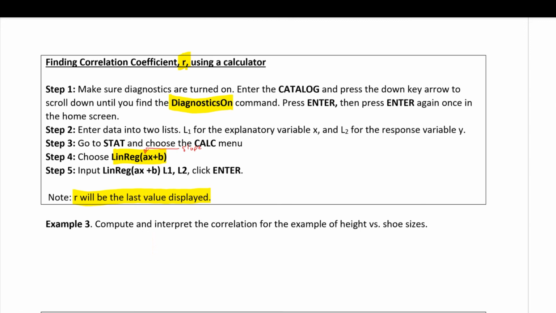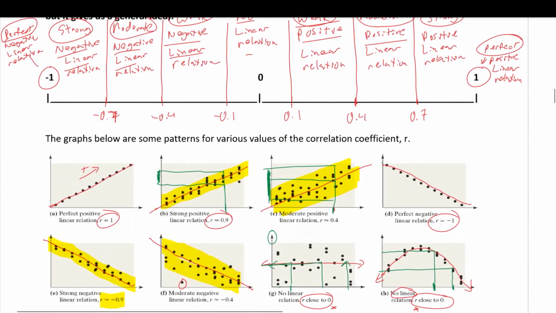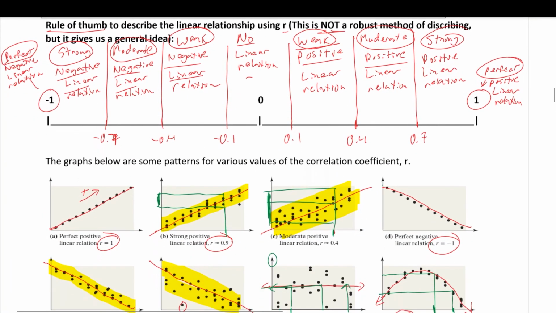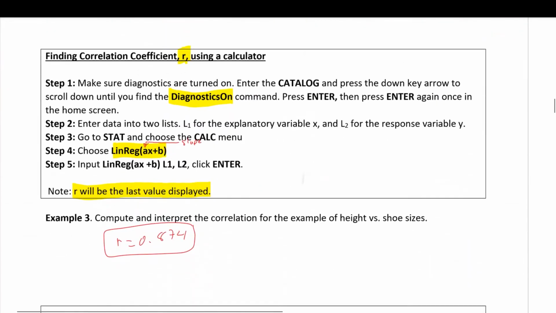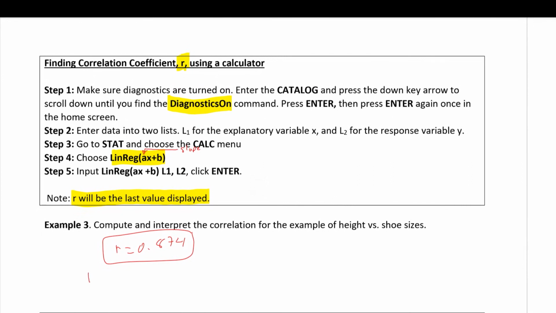So the correlation coefficient here is R equals 0.874. Just based on what we talked about previously, 0.874 looks like it's in the strong positive linear relation category. So we can say that there is a strong positive linear association between height and shoe size.